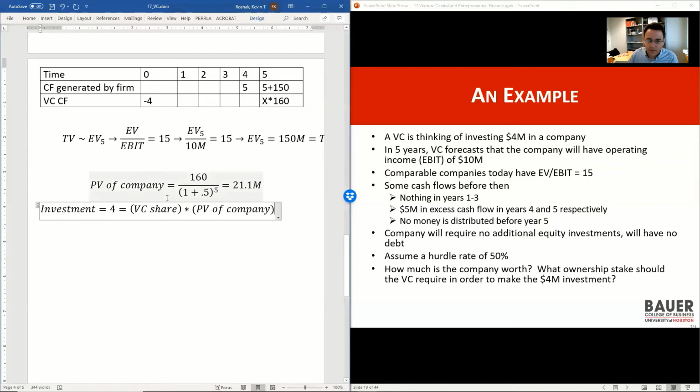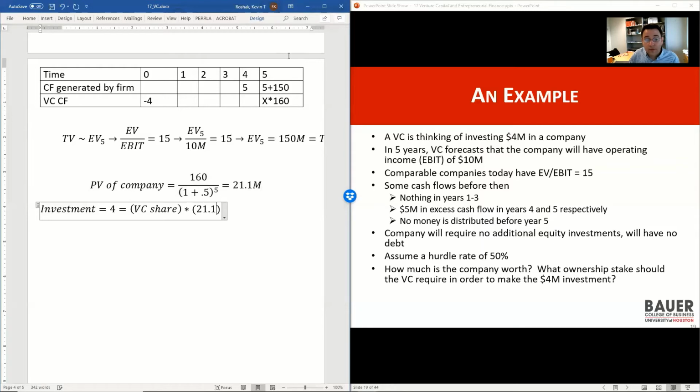That has to equal their share in the company. The logic is very simple. If I put 4 million in, I better get out something that's also worth 4 million. So we have the investment amount is equal to the VC's share multiplied by the value of the company. Well, the value of the company is this 21.1.